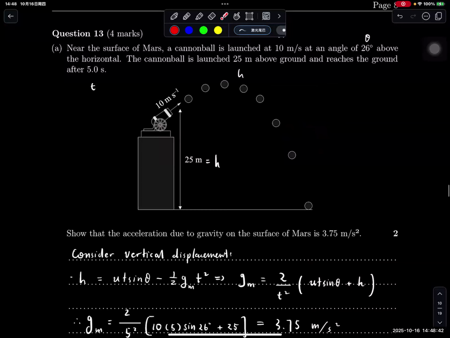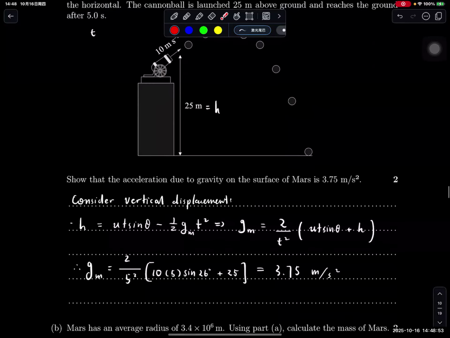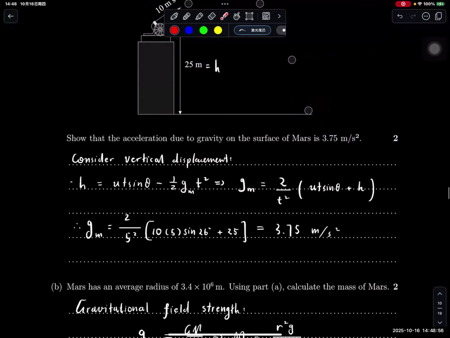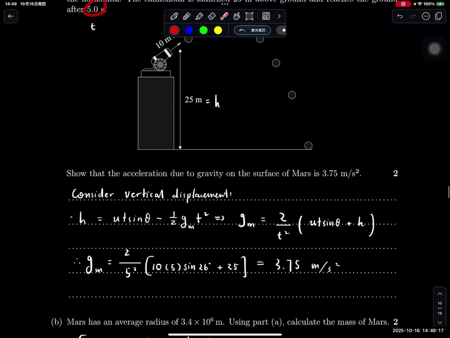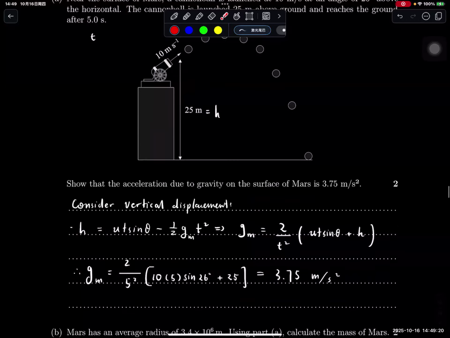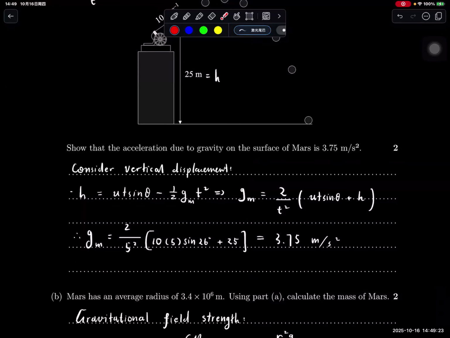The next question is a projectile on a different planet, on Mars, using the projectile motion data to calculate the gravity. This is a bit of revision. The gravity g is no longer 9.8, so you have to calculate it. It's quite simple because they tell you how far it drops, 25 meters. So your vertical displacement is negative 25 meters, which is negative h, equals u t sin theta minus half g of Mars times t squared. They also tell you the time, so you can use this equation straight away to rearrange for g of Mars. Is there anything confusing on this question? Please let me know, otherwise it should be fine.